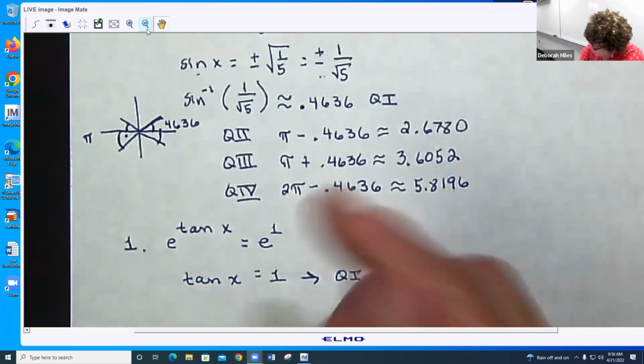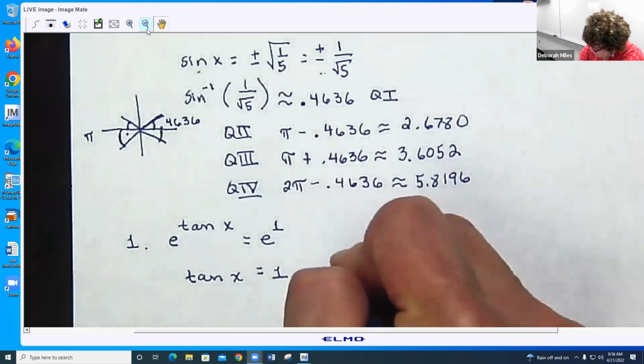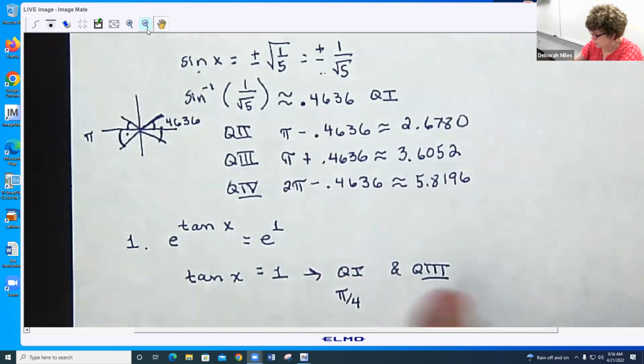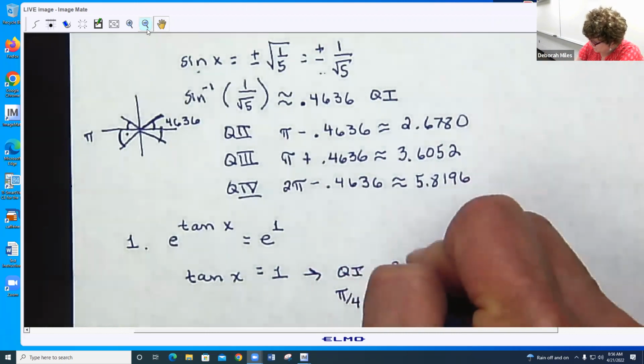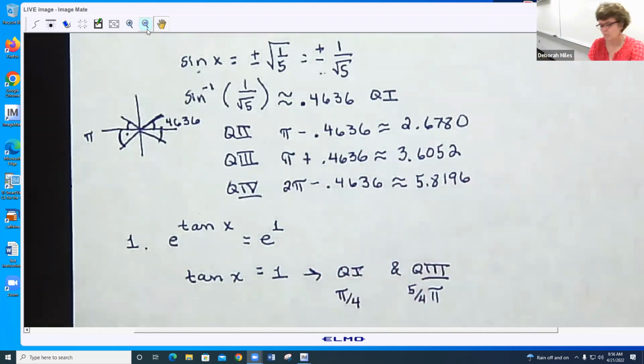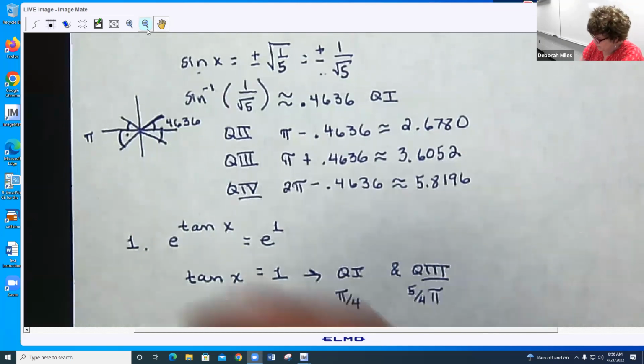So the first quadrant quarter pi is just pi over 4. The third quadrant quarter pi is 5/4 pi. All right, you did a good job on figuring out a strategy for that one, Miss Emma. What about this one?